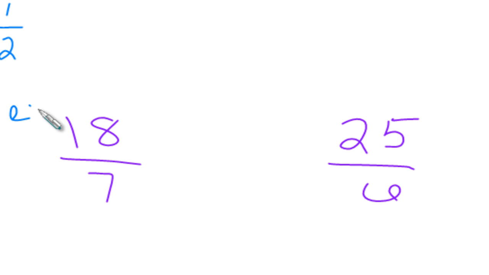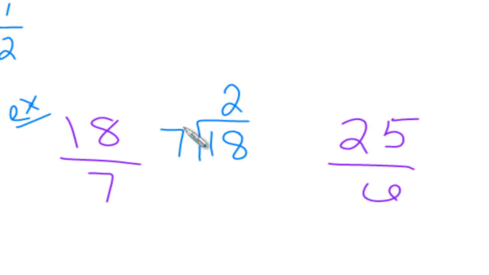Okay, let's do one more. Go ahead and write 18 over 7 in your notebook. So our numerator goes inside the box. Denominator goes outside the box. And we have to divide. How many times does 7 go into 18? 2 times. What's 2 times 7? 14. So we subtract and get 4. We have no more numbers to bring down, so our answer is 2, remainder 4.